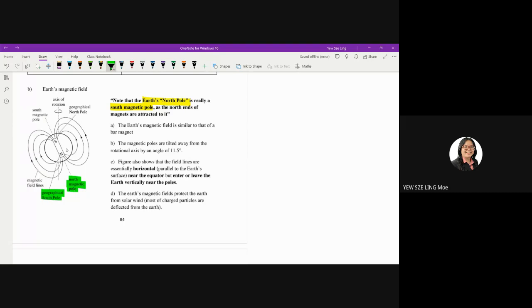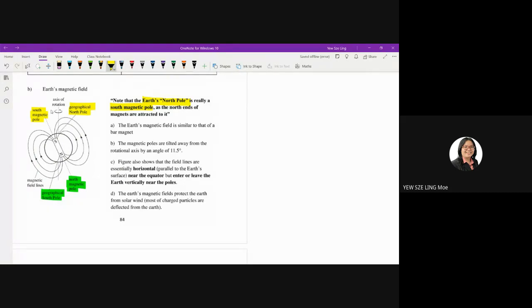Okay, if you look at the map, kalau kamu tengok peta, kutub selatan, your south geographic pole, geographical south pole, your Earth South Pole, dalam peta dia tunjuk kutub selatan, that one is actually acting as your north magnetic pole. Okay, dia sebenarnya adalah kutub utara dalam kita punya magnet. So you try to imagine the Earth as a piece of magnet. So geographical south pole is acting as a north magnetic pole, whereas geographical north pole is acting as a south magnetic pole.